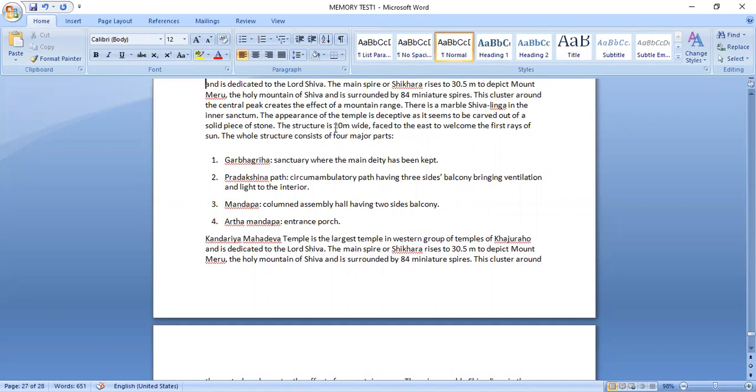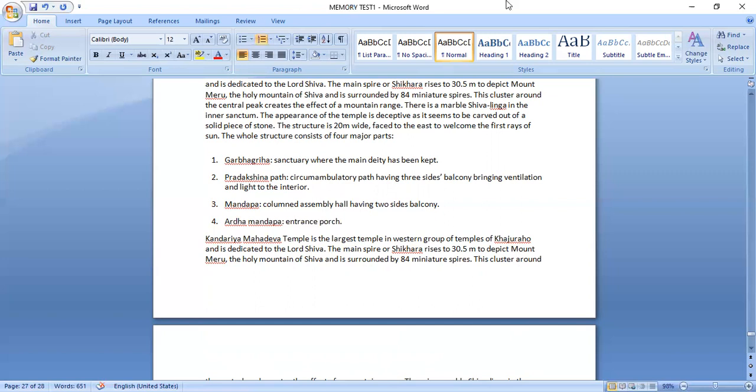The words, the numbers, are not necessary. Garbhagriha is a sanctuary. The English word is actually sanctuary, where the main deity is kept. Pradakshina Patha, circumambulatory paths having 3 sides balcony, bringing ventilation and light. Mandapa, columned assembly hall having 2 sides balcony. Artha Mandapa, entrance porch.